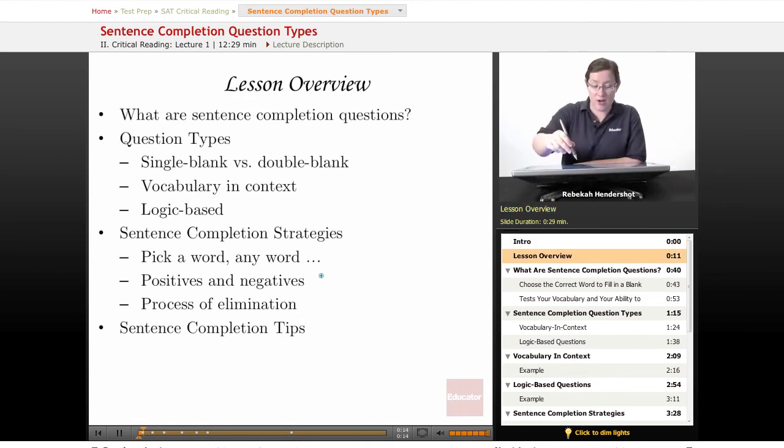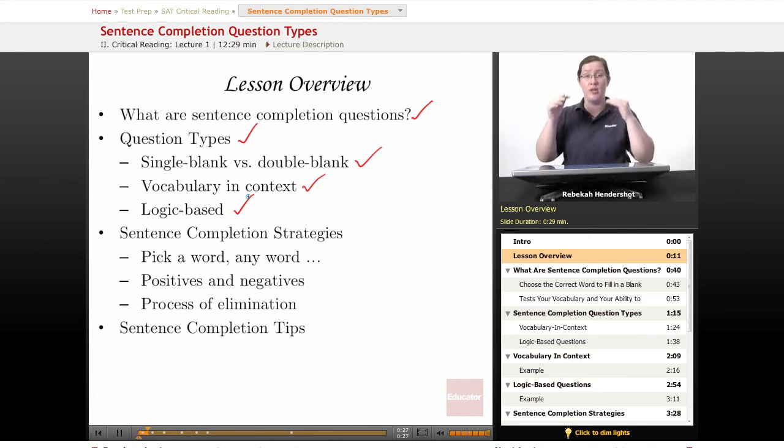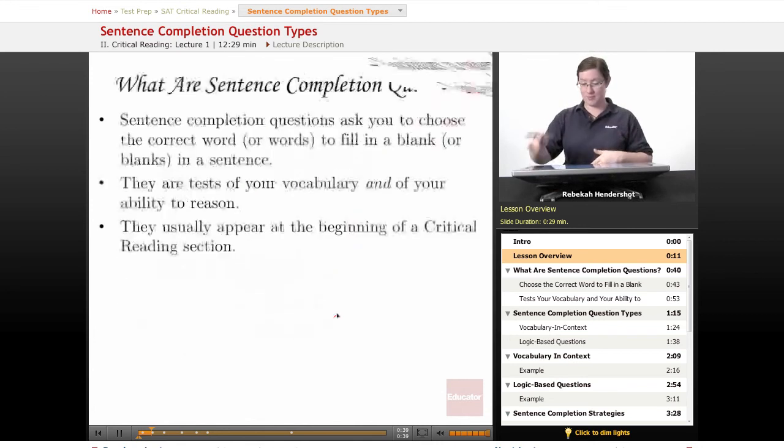We're going to ask what are sentence completion questions. Then we're going to look at question types. We're going to look at single blank versus double blank questions, vocabulary and context questions, and logic-based questions. And we're going to do each one of those questions and how to tackle them. We're going to look at strategies: pick a word, any word, positives and negatives, process of elimination, and we're going to conclude with sentence completion tips.